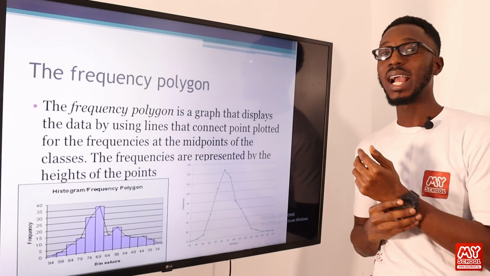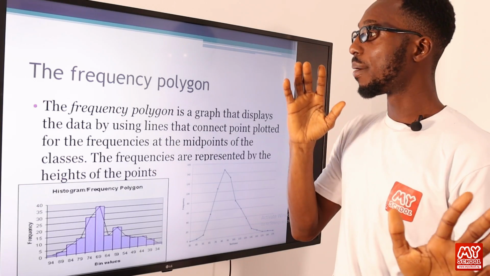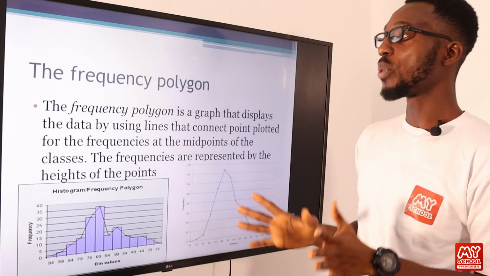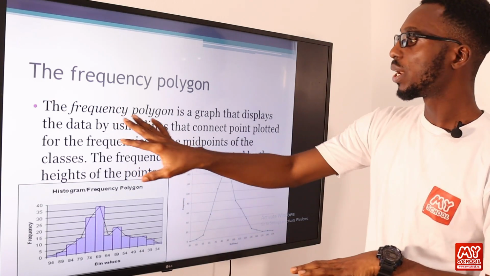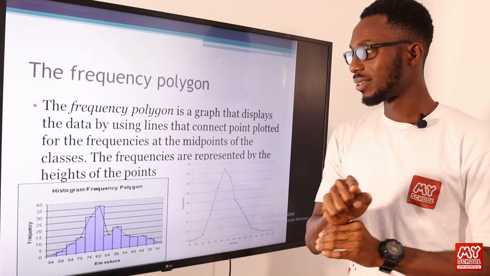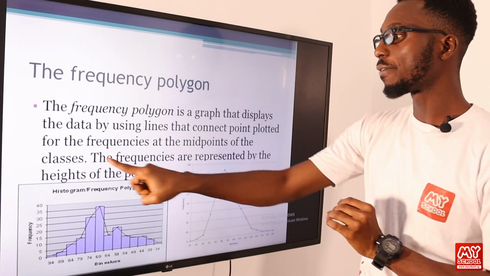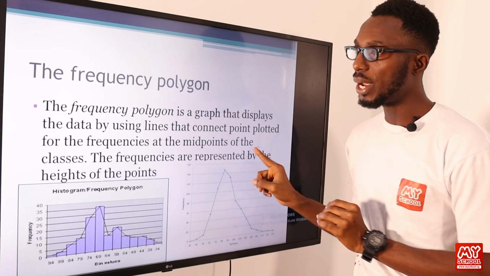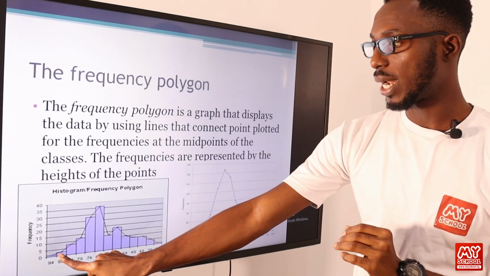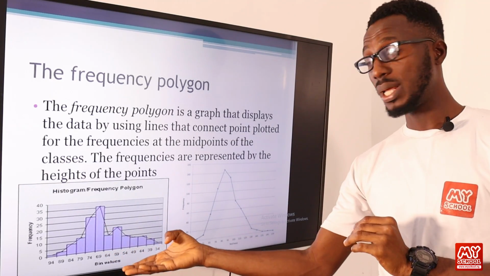So we have another kind of graphical representation or presentation of data. And here we have the frequency polygon. The frequency polygon is a graph that displays the data by using lines that connect points plotted from the frequencies at the midpoint of the classes. So you can see this. These are the classes, the midpoint of the classes, and this is on a histogram, of course.